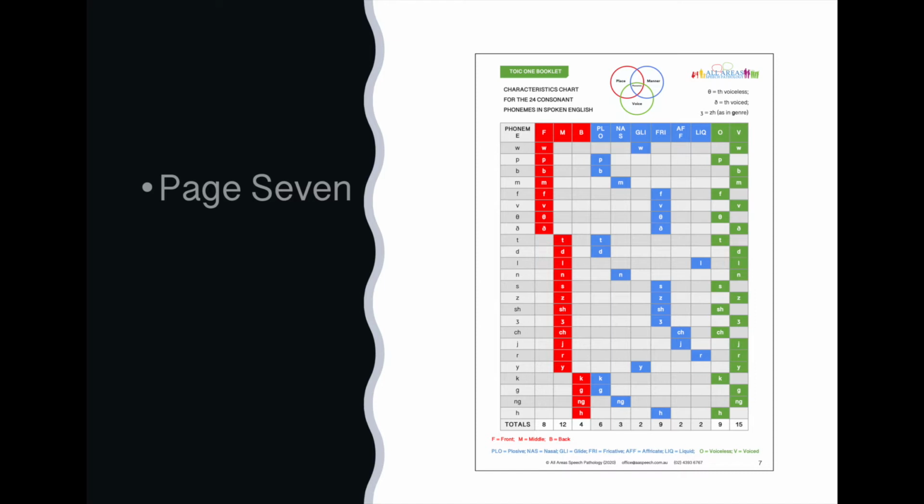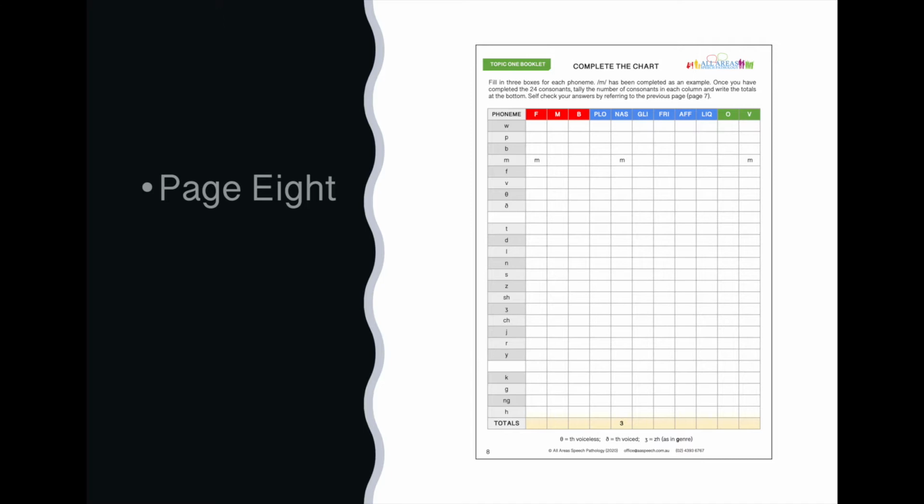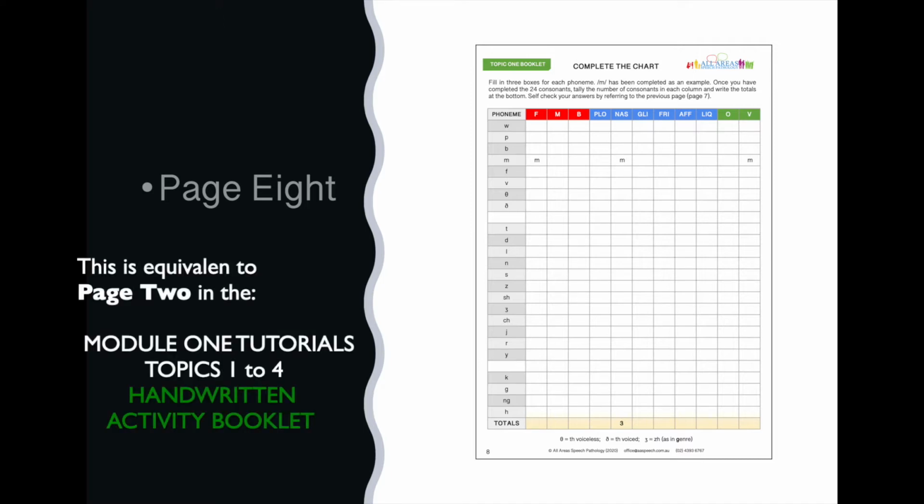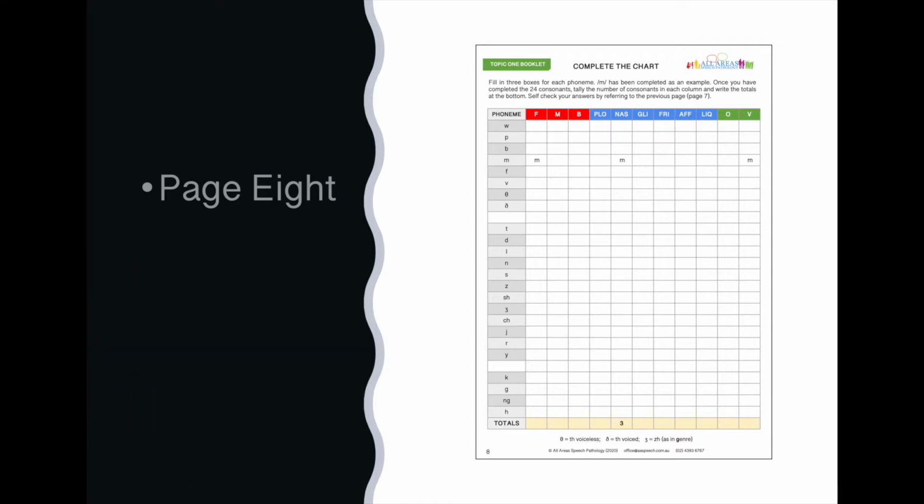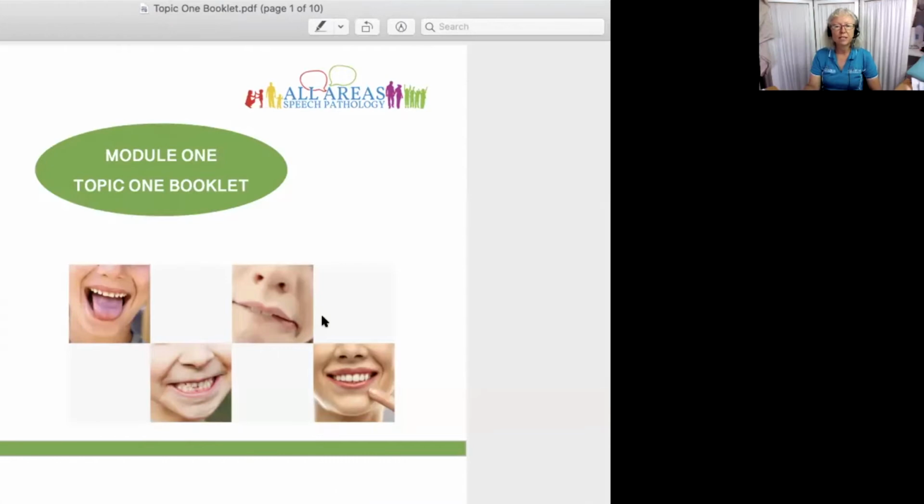Page 7 is showing those characteristics in a table form, so we can have a look at where we've got phonemes at the front of the mouth, and then as they work their way to the back of the mouth, and to see where different types of phonemes are clustered. We'll have a look through that. Then there's an activity which we'll do together. So that's the topic 1 booklet. If you have got a printed copy nearby, feel free to have that so you can look at that printed copy, but otherwise you can view it on my screen.